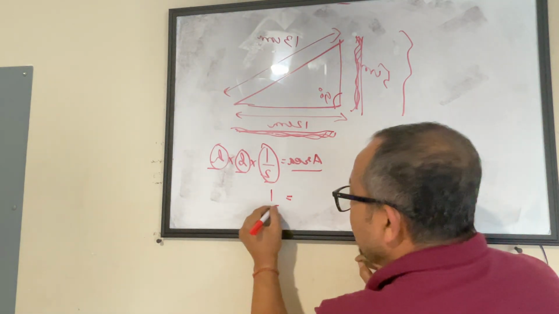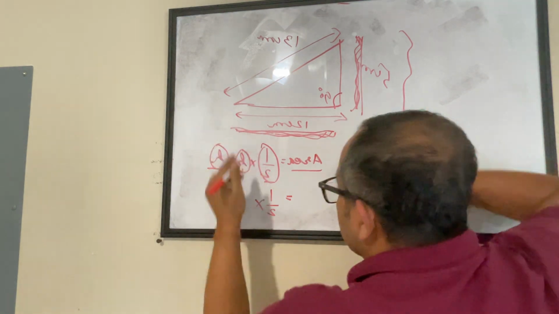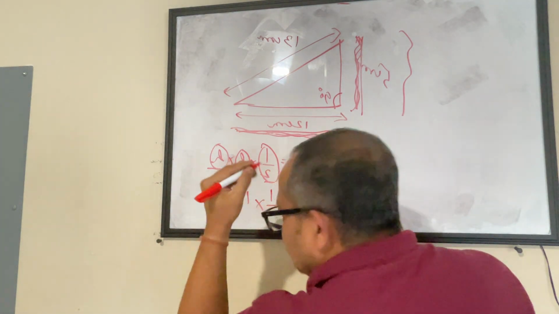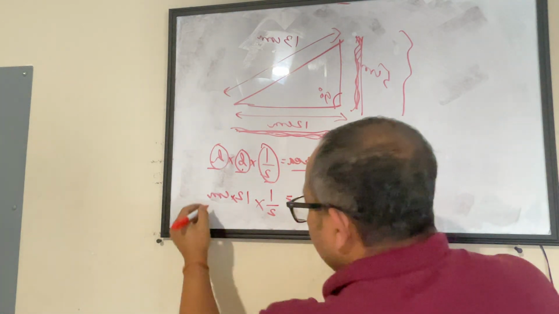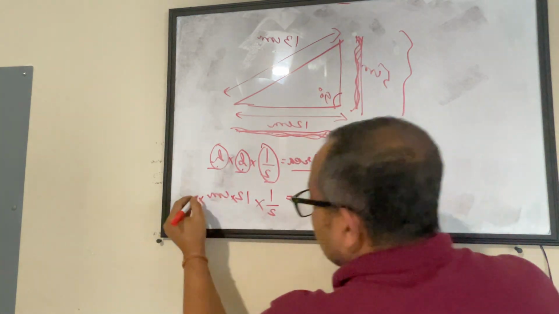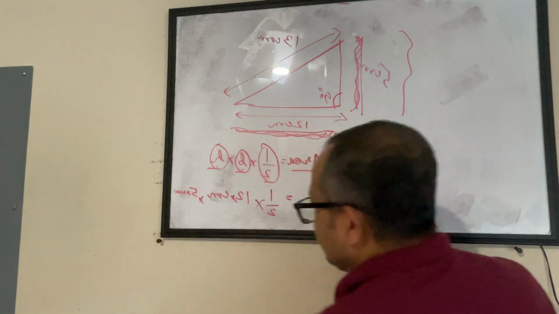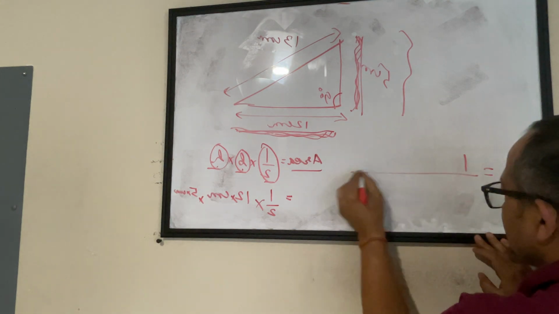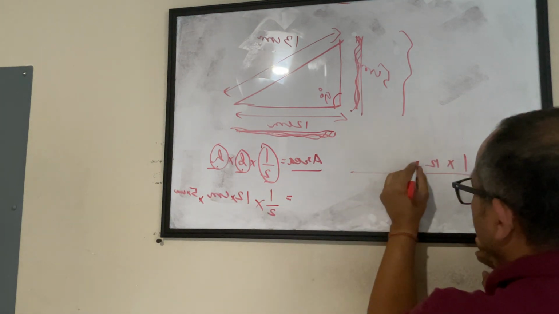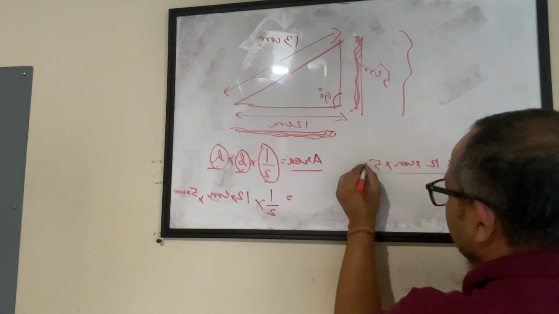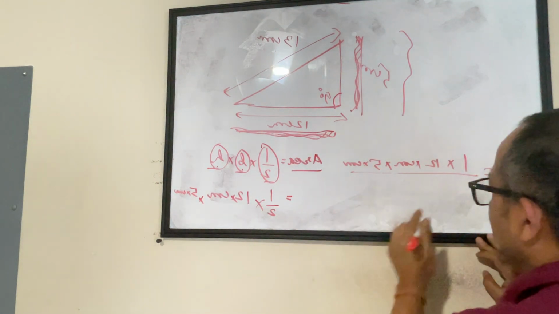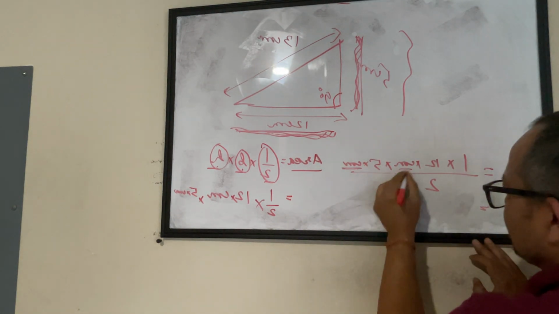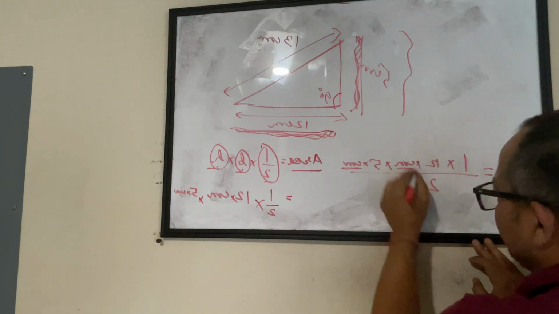So half into base. What is my base? 12 centimeter. I will write 12 centimeter, or I will write 12 into centimeter if you want to. Now, what is my height? Height is 5 centimeter. I will write 5 centimeters, or I can write 5 into centimeter. Now you guys can do tic-tac-toe also if you want to. 1 into 12 into centimeter into 5 into centimeter, let's say, divided by 2. Here, centimeter and centimeter are from one family, right? So we'll multiply centimeter with centimeter and we'll deal with the numbers separately.